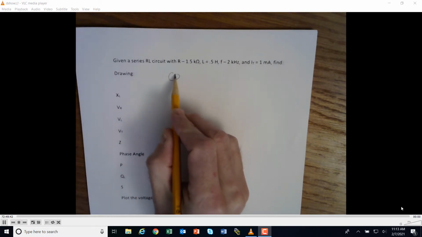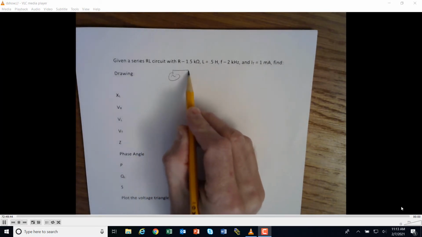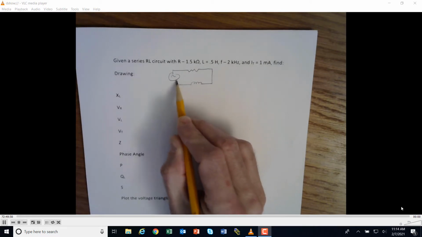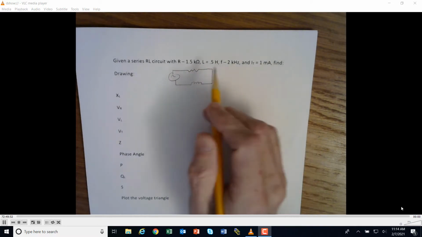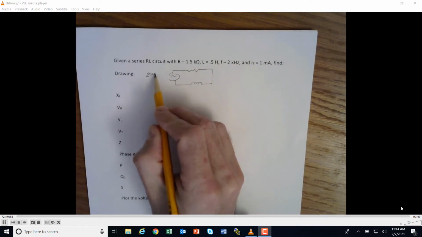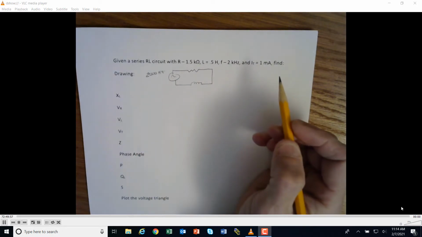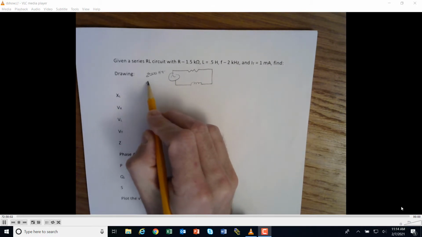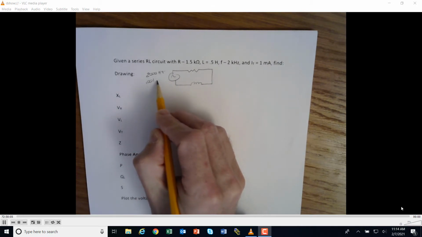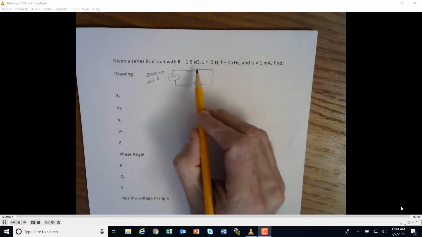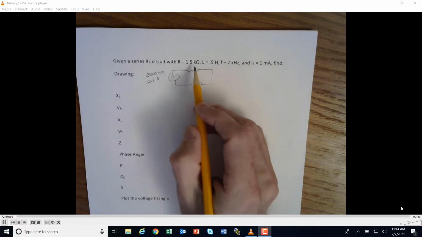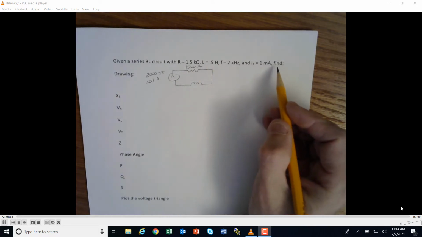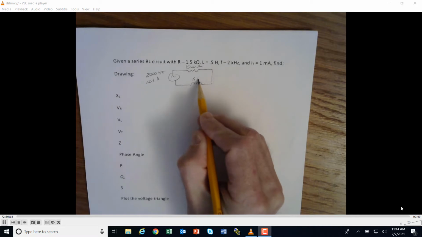So the drawing, well, we're going to have an AC source right here, and apparently we've got a resistor, and we got an inductor there like that. Okay, and so this is 2,000 kilohertz. I'm going to go ahead and write this as 2,000 hertz. And we know that my I total is 1 milliamp, so I'm going to go ahead and write that as 0.001 amps. And 1.5 k ohms, I'm going to go ahead and write that as 1,500 ohms. And I got 0.5 henries right here. So that's what that is going to look like.